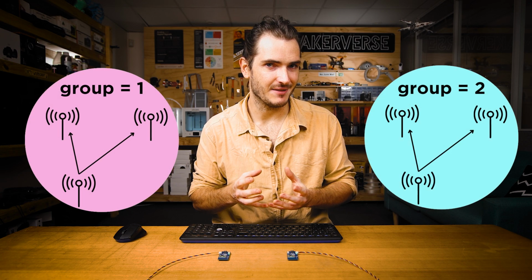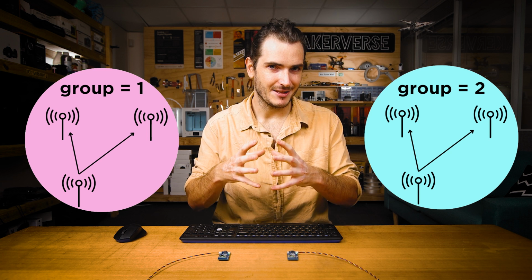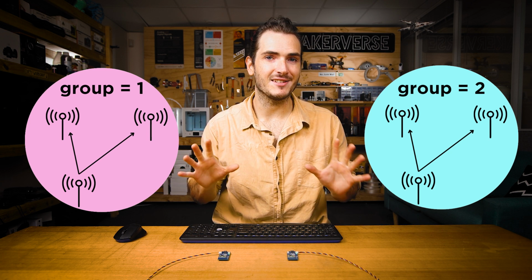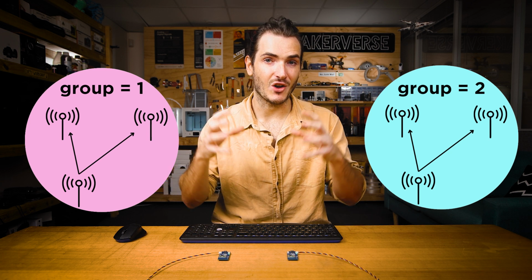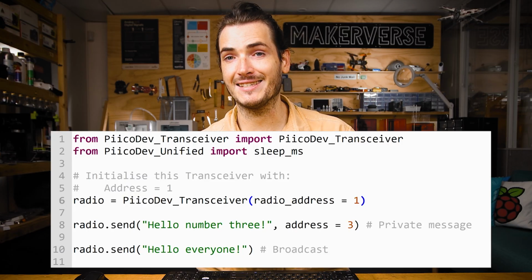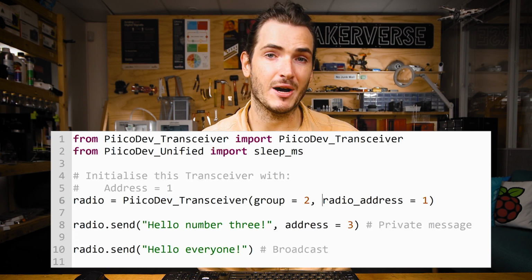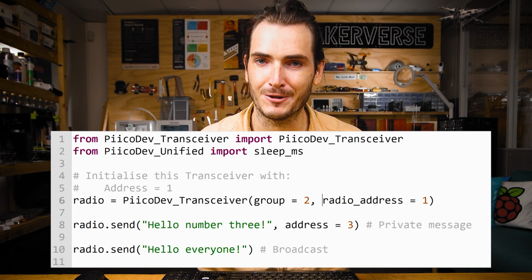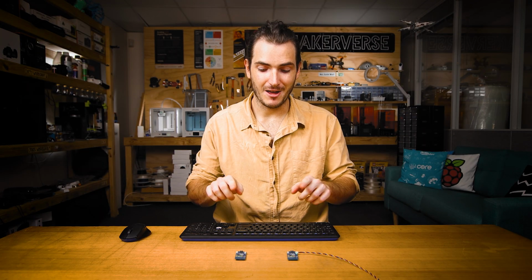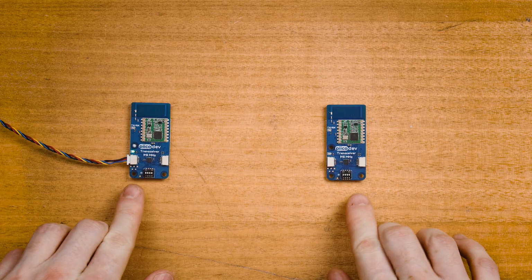A group is a collection of PiicoDev transceivers that may communicate. The PiicoDev transceiver will only ever send and receive messages within its own group. The group parameter is set at initialization and is a number between 0 and 255. The default is 0. Now, it's also possible to run multiple transceivers on the same PiicoDev bus. You might want to do this if you're experimenting and you only have one dev board, or to create a bridge between two transceiver groups.